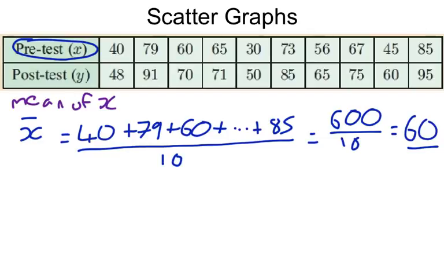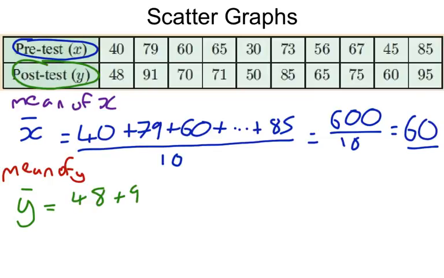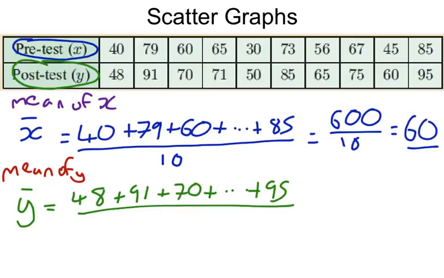We now do a similar thing for y. To find y bar, which is simply the mean of y, we add up all of the y values, so 48 plus 91 plus 70, so on up to 95, and once again divide by how many there are, which again is 10. This time that gives us 710 over 10, which gives us a y bar value of 71. So that's how we calculate x bar and y bar.